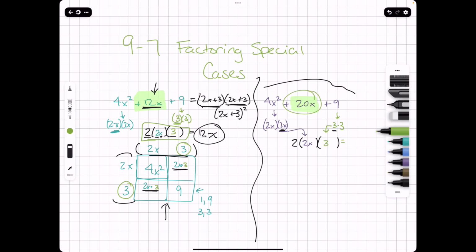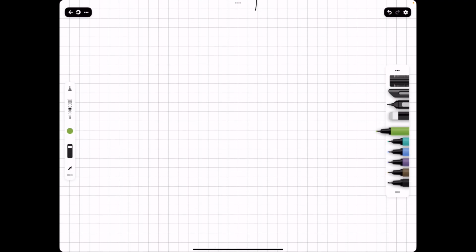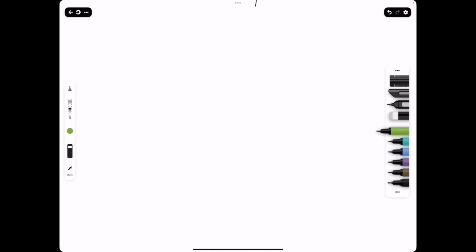Well, this does not equal 20x. We just saw over here that it equals 12x. So this one is not what's called a perfect square trinomial. There's just a special name for it. And I'm going to come back. Your book has it in an order that I want to reverse a little bit. I want to take a look at example 1, and then I'll go back to what your book has as the orange box. Okay, so let's take a look at example 1.